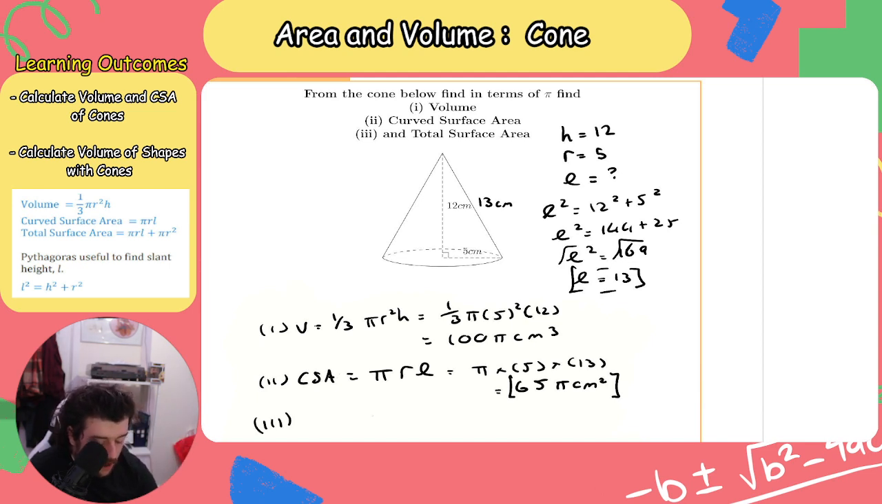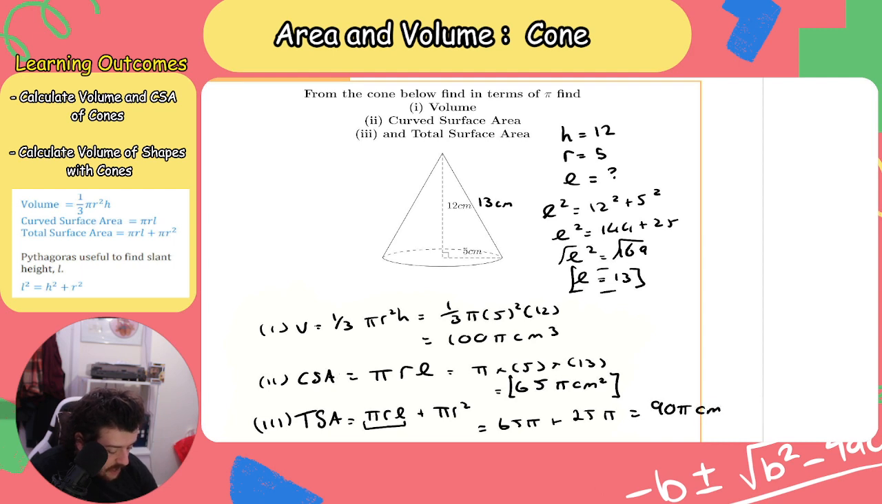Then finally, last part, total surface area. So I have my curvy bit, and then I'm going to have the circular bottom at the end. So total surface area is going to be pi r L plus pi r squared. Well, we know what pi r L is here, so that's going to be my 65 pi. Then the area of the circle at the bottom is going to be pi times 5 squared, which is going to be 25 pi. Add them together, I'm going to get 90 pi centimeters squared. So that is the total surface area of my cone.